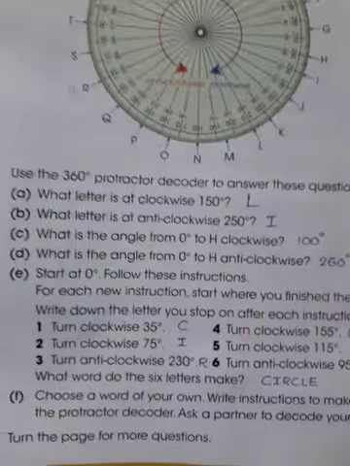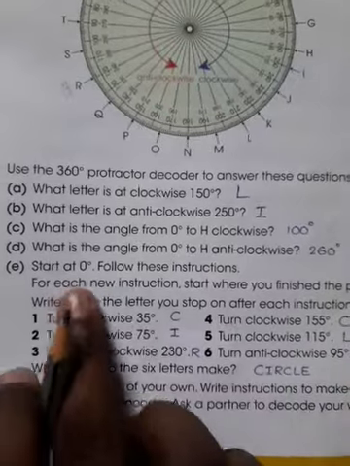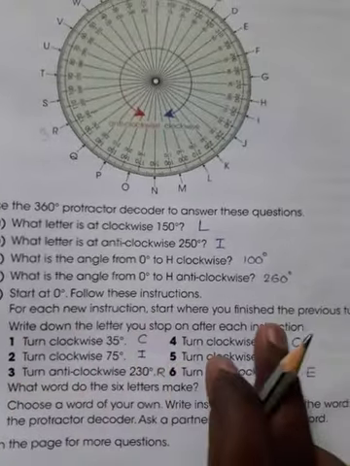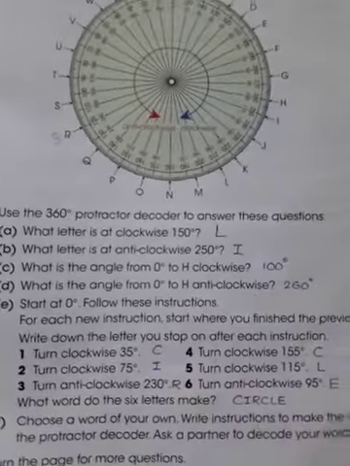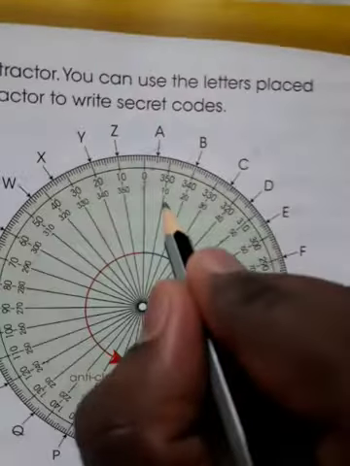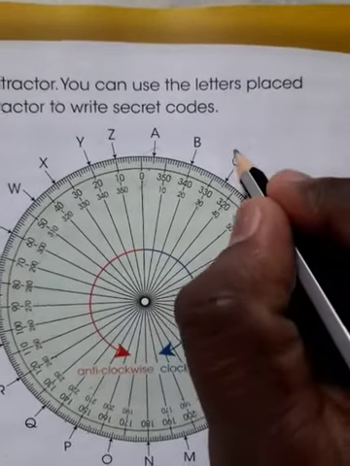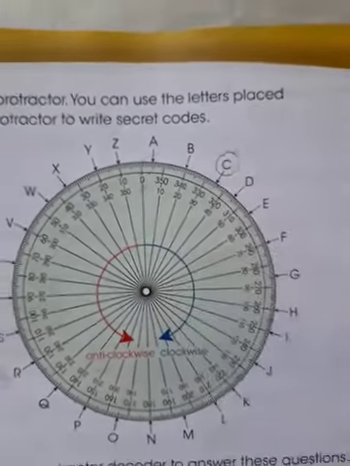Now look at this question, and concentrate a little more. Start at 0. Follow these instructions. For each new instruction, start where you finished the previous turn. That means wherever you stop, you have to start from there only. Turn clockwise 35. So from 0, 10, 20, 30, this is 40. Between 30 and 40 is 35. That means I am here now. That is the first one.